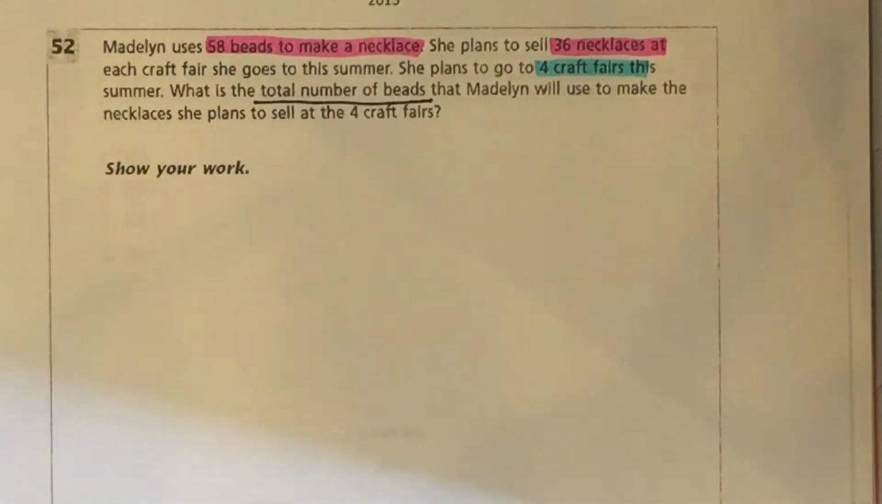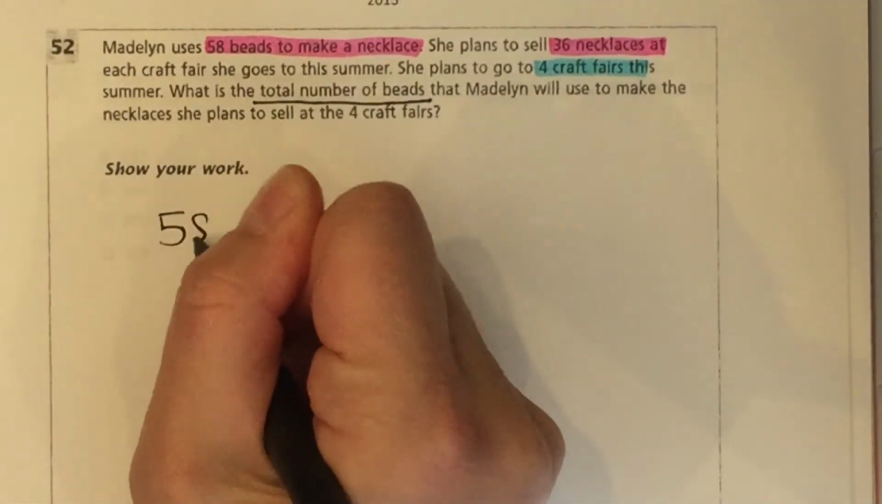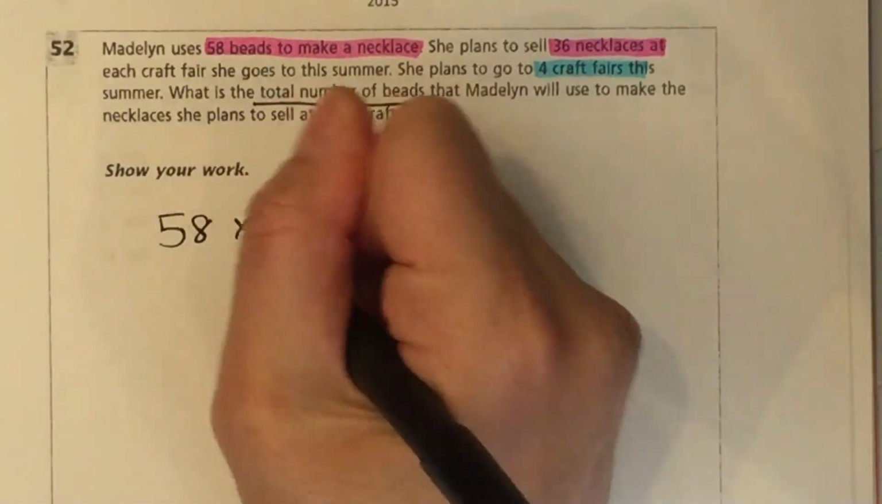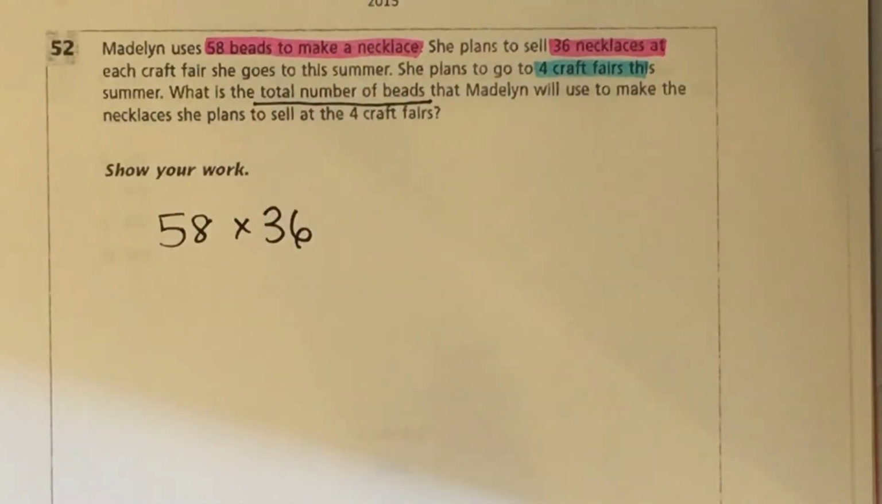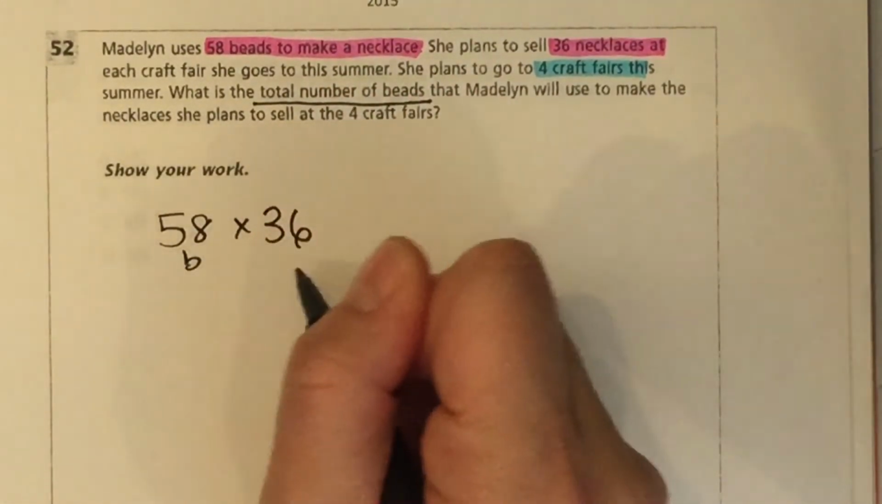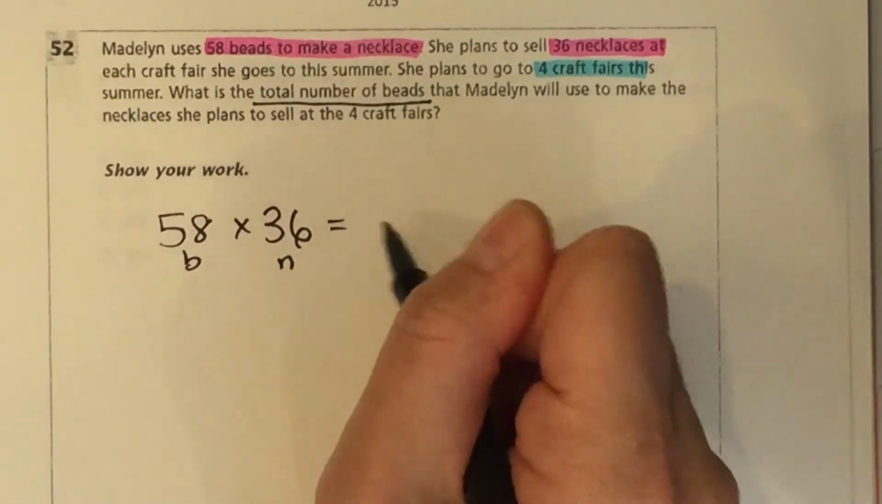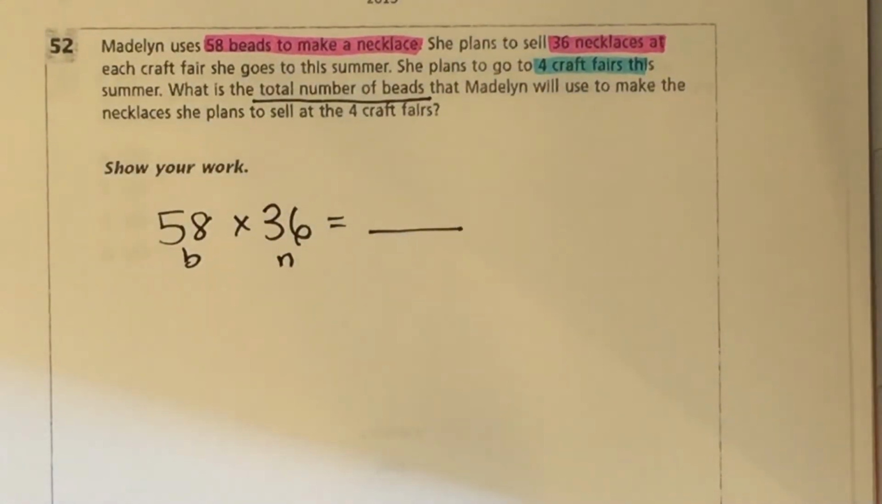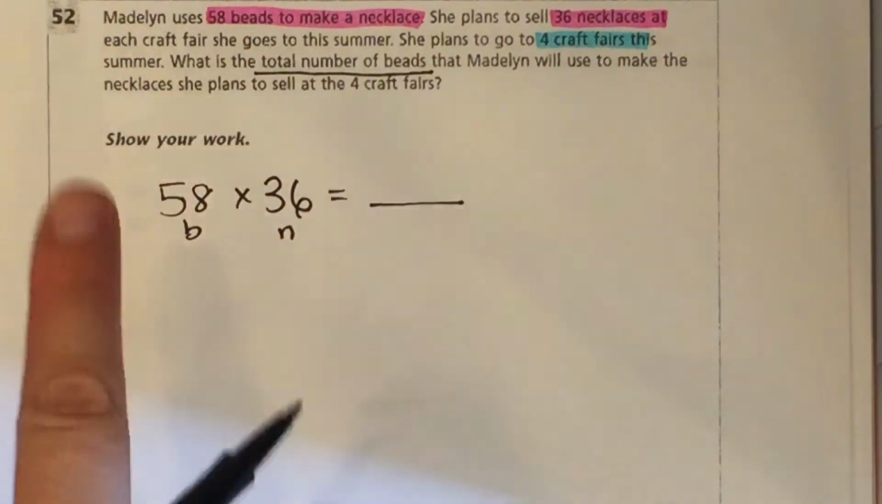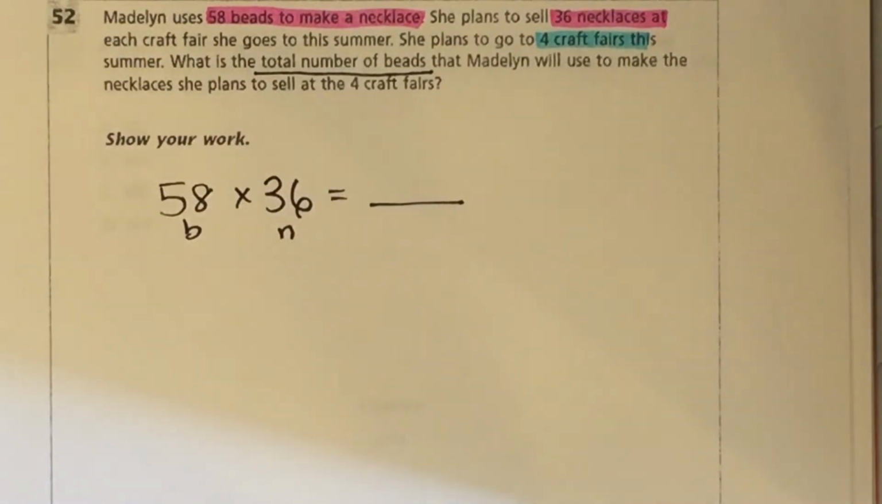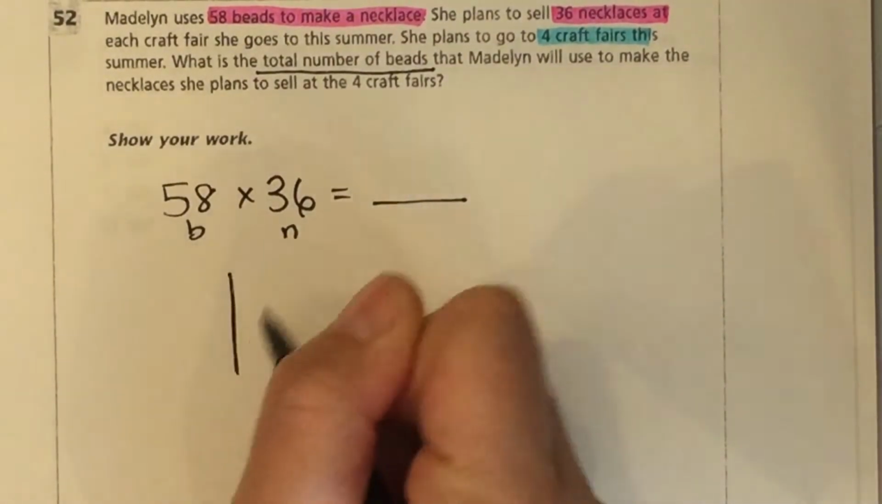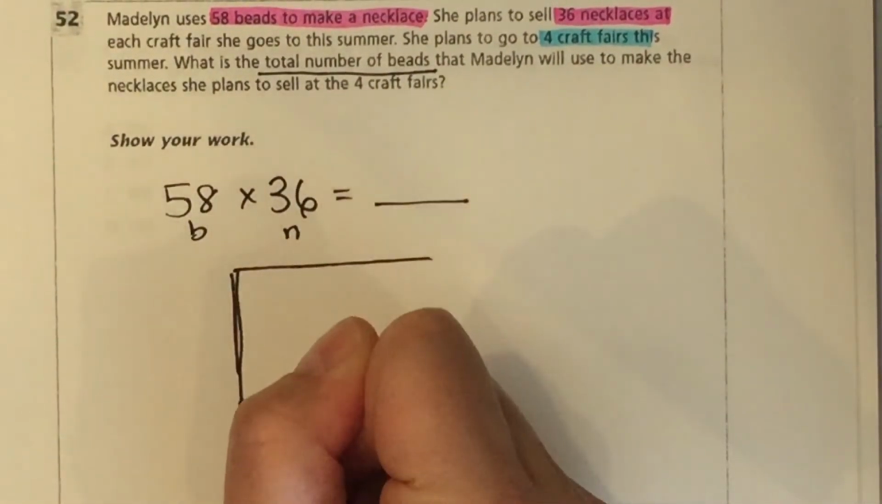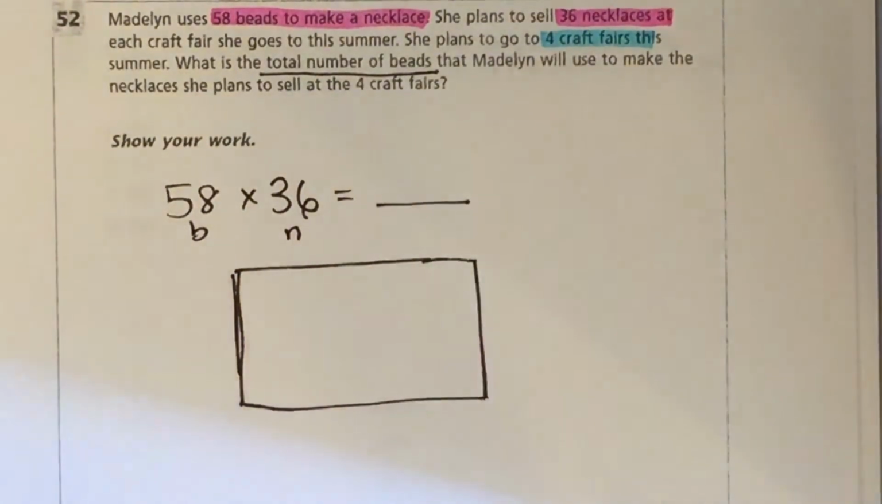All right, so first step that I'm going to do, although there are many things that you guys could do here, is 58 beads times 36 necklaces. Okay, this is the beads, and this is how many necklaces. I don't know the answer. What's a good strategy for solving double digit by double digit multiplication? It's the open array. Just gonna make a big rectangle.